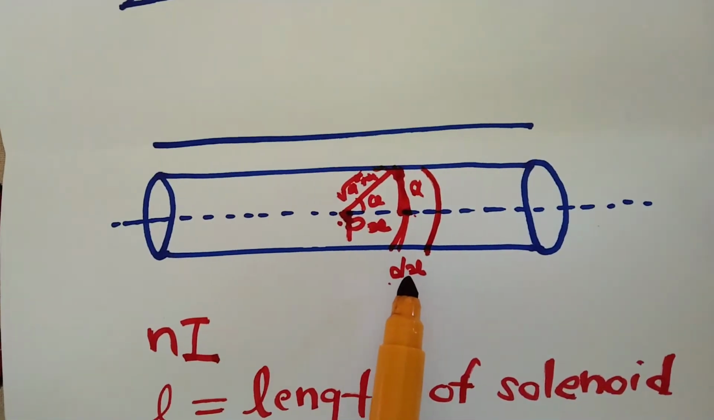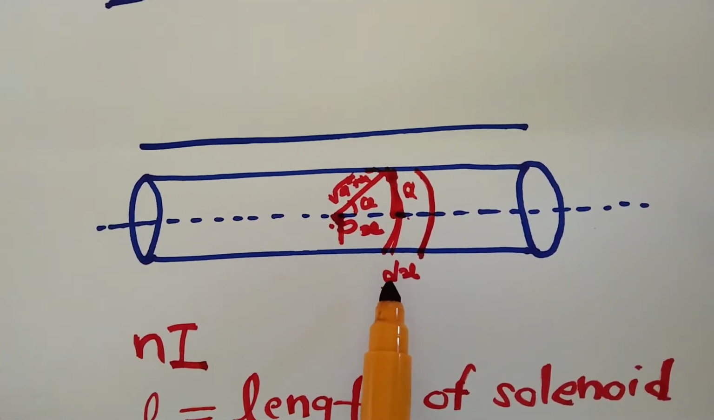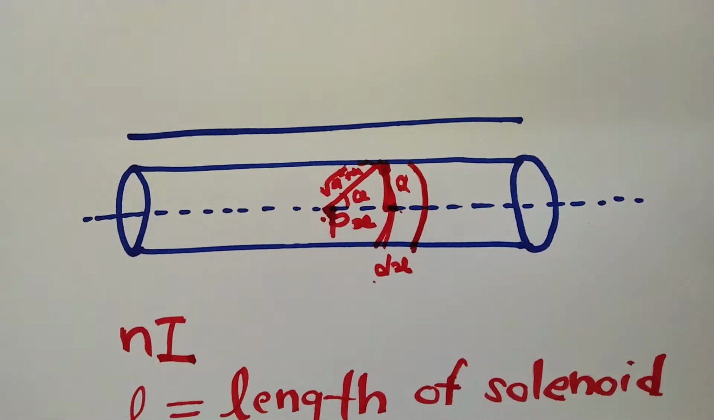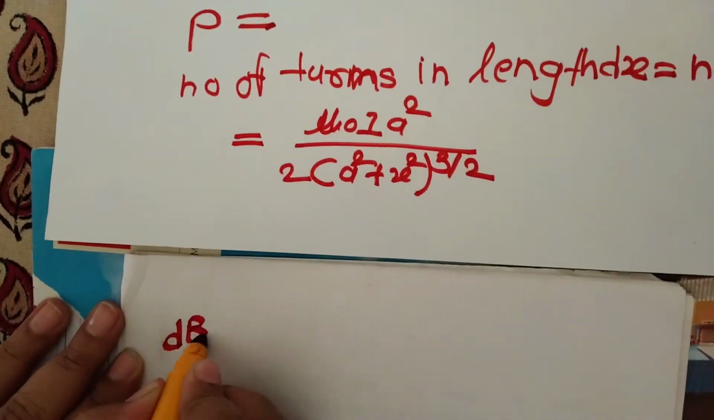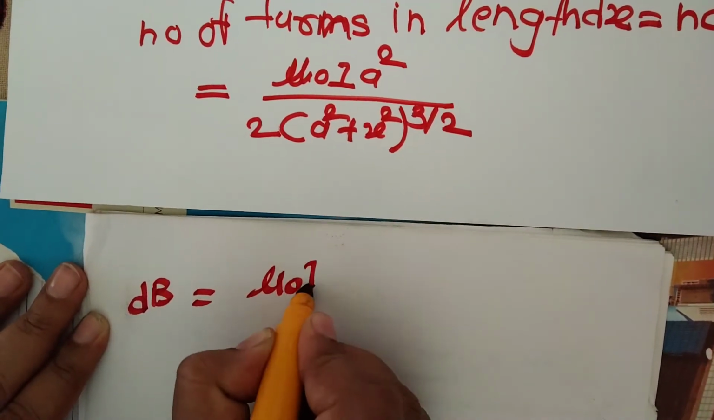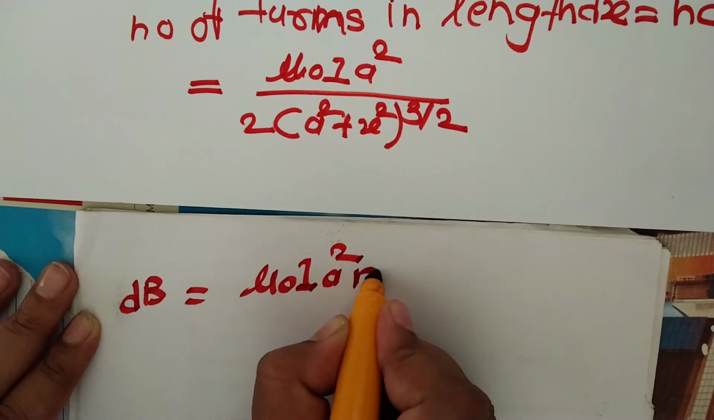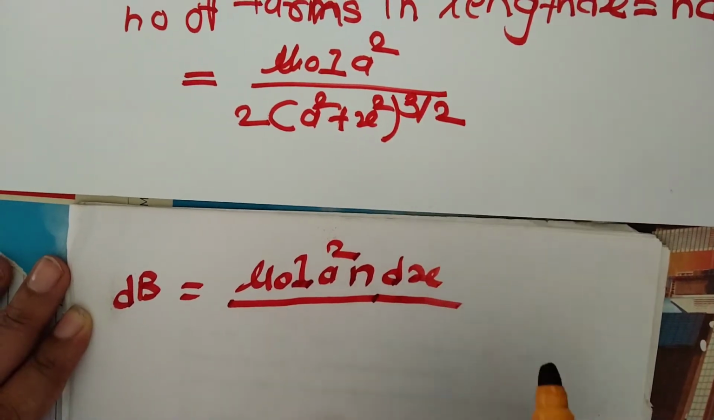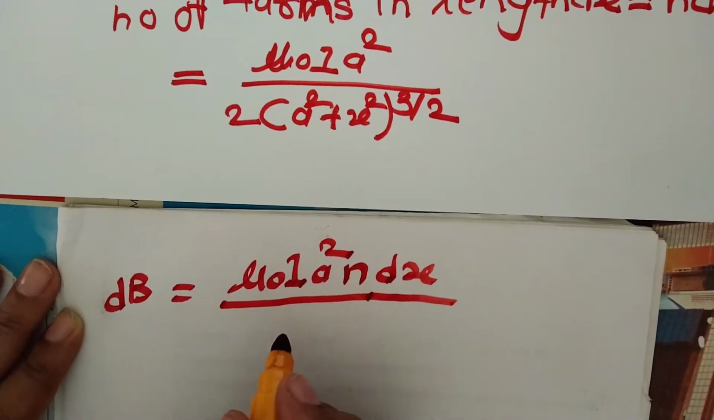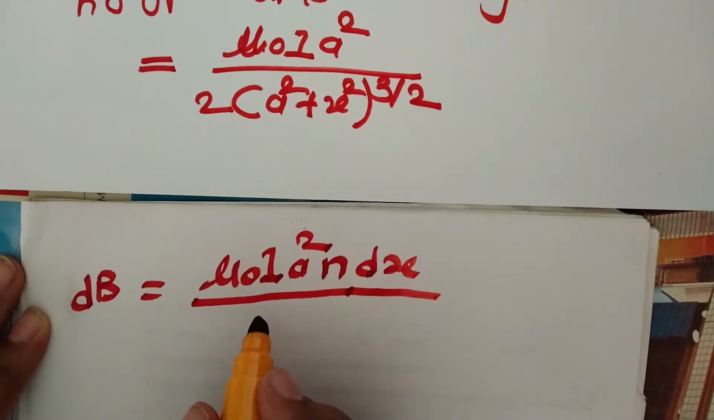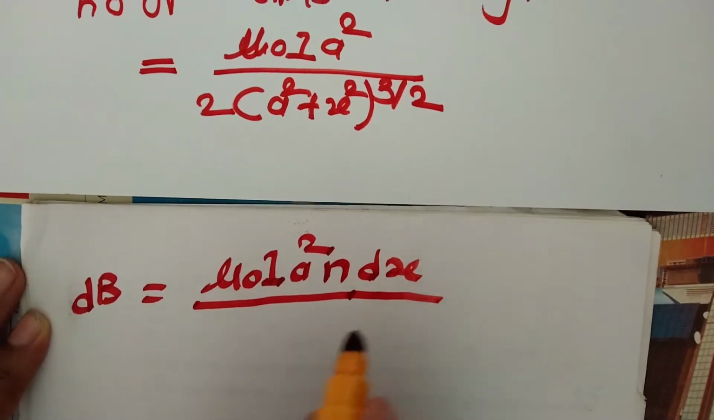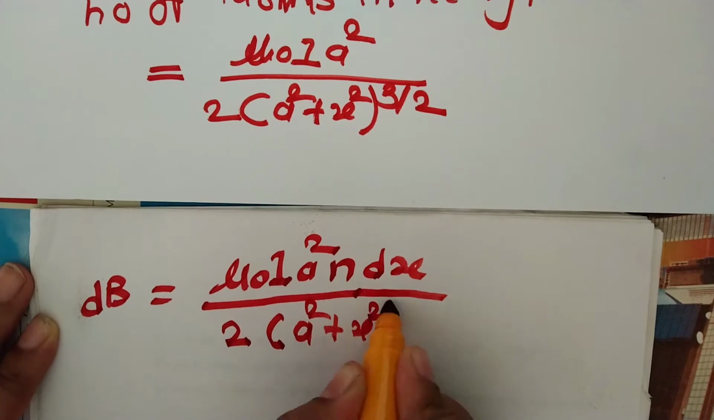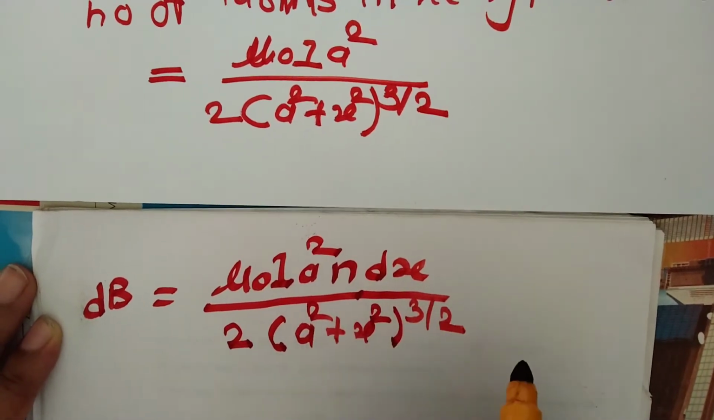Now in thickness dx we have n dx number of turns. So the magnetic field due to these turns is dB equal to mu naught I a squared n dx divided by 2 times (a squared plus x squared) raised to 3 by 2.